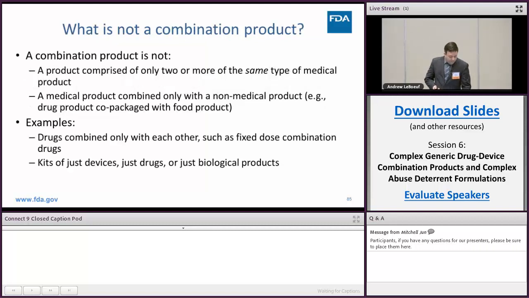So what is not a combination product? A product comprised of only two or more of the same type of medical product. So if it's drug and drug, it would not be considered a Part 3 combination product. Or, for example, a medical product that is combined for use with a non-medical product, such as a drug product that is co-packaged with a food product. Examples could also exist where the drugs are combined for use only with each other, such as a fixed dose combination drug, or kits that are just devices, just drugs, or just biological products.